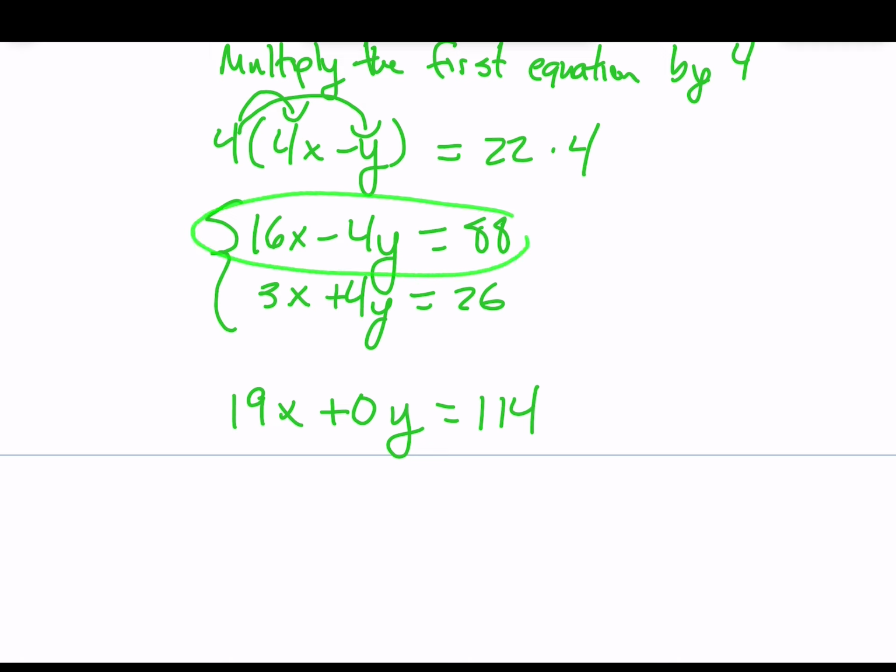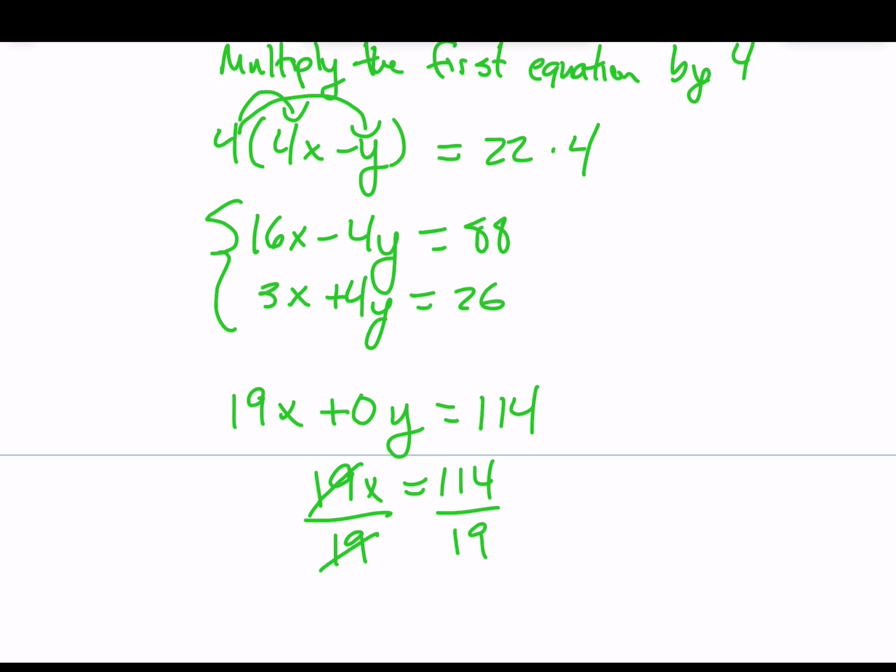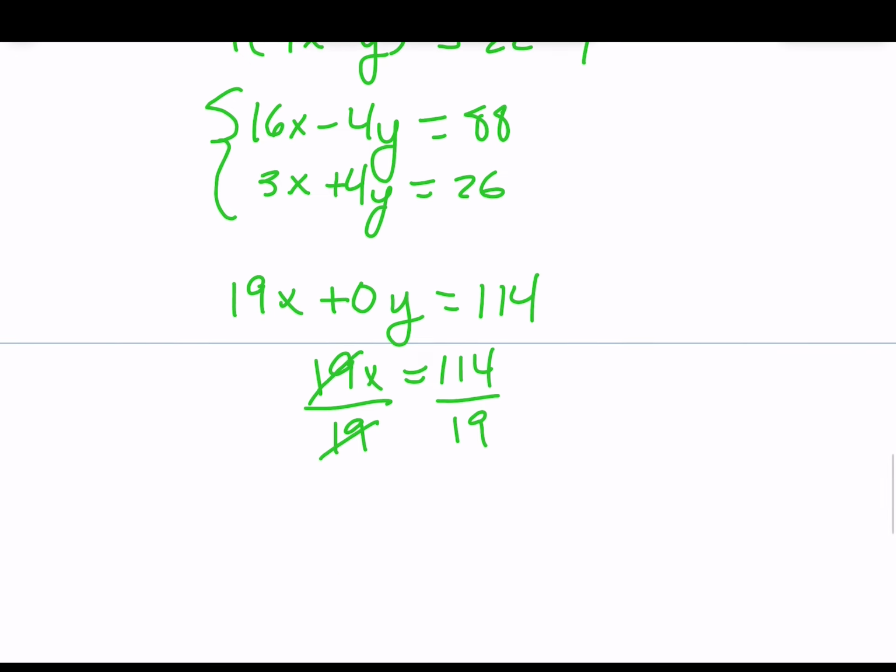So what happened? When we multiplied the first equation by 4 and got to this equation, we got a variable, negative 4y, that cancels out, adds up together with an additive inverse to give us 0 for one of the variables. So what we end up with is 19x is equal to 114. Then we can divide both sides by 19. The 19s will cancel on the left-hand side, and you get x is equal to 114 over 19, which simplifies to x equals 6.